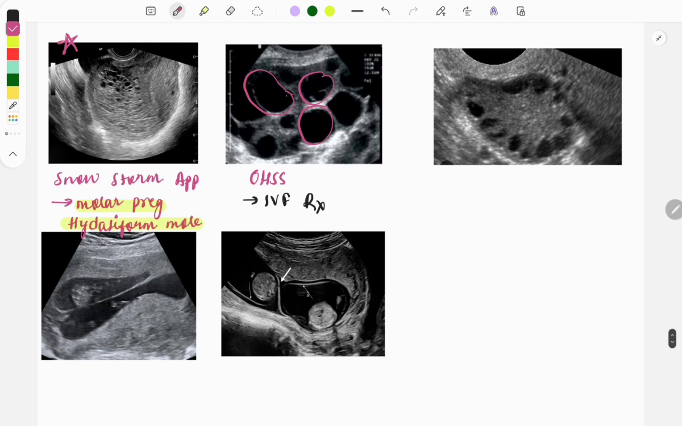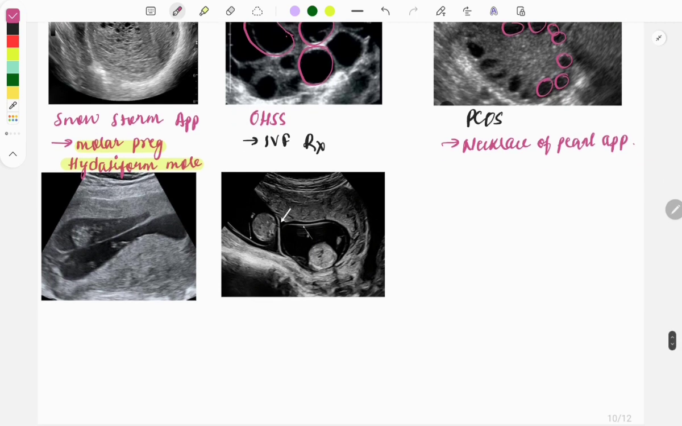Then the next image is also a very important image, because this image is seen with PCOS, which is the most common gynecological problem. As you can see here in this image, the follicles are small, and multiple follicles are seen in the ovary arranged in the periphery, which gives a necklace of pearls appearance.